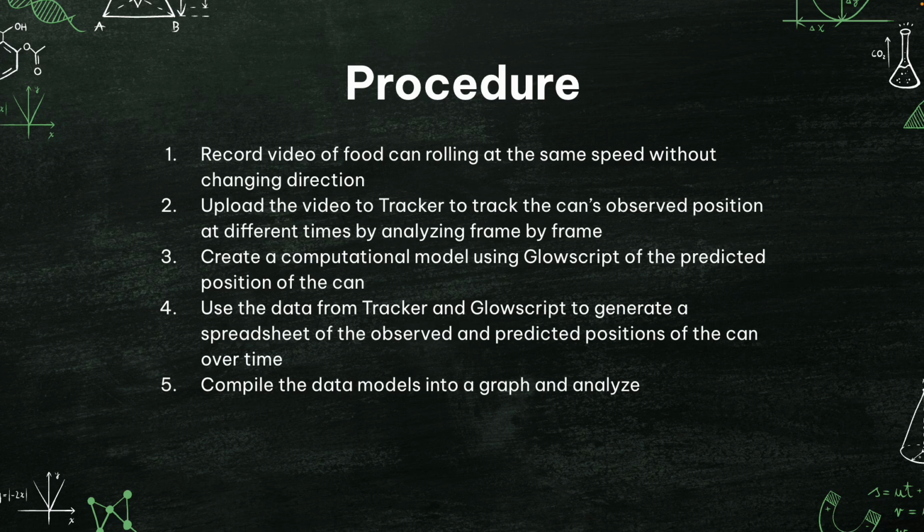For my experiment, I recorded a video of my can rolling across my floor. Then, I used Tracker to analyze the video to get its observed position in each frame over time. Then, I generated a computational model in GlowScript based off of the data extracted from Tracker to produce a predicted position of the can. Finally, I compiled the data from Tracker and GlowScript to create a spreadsheet and graph to easily compare the observed versus expected position.